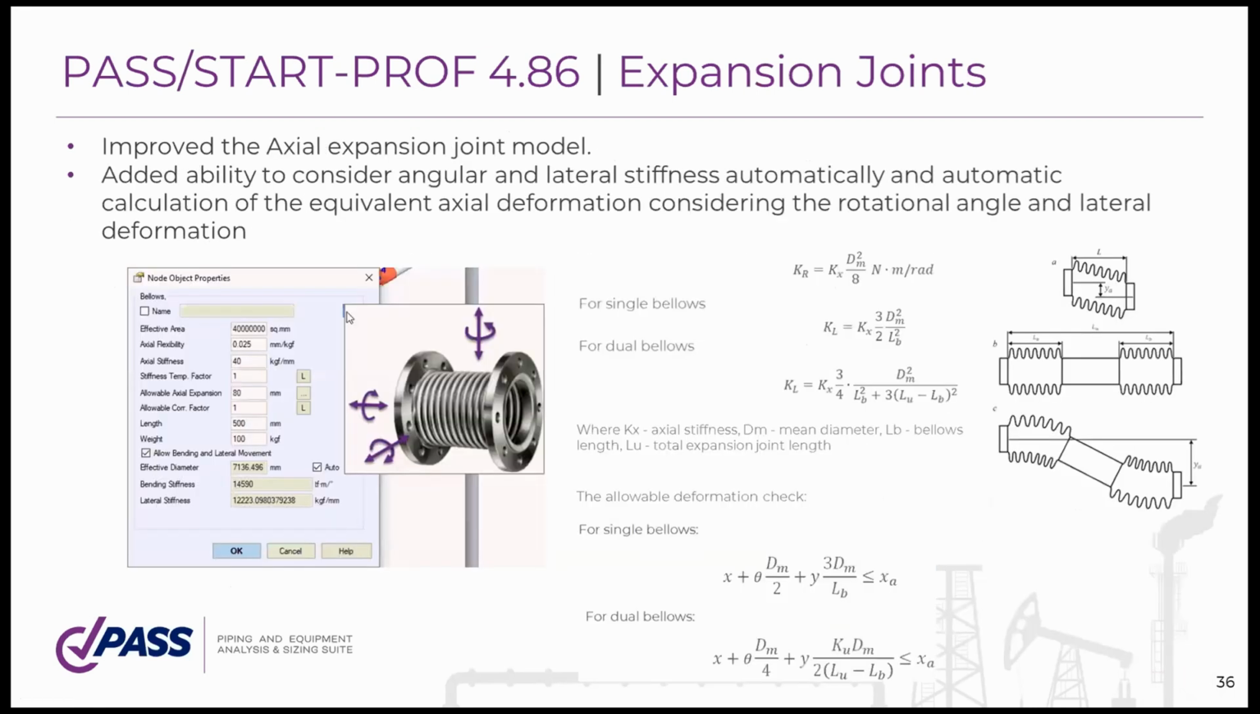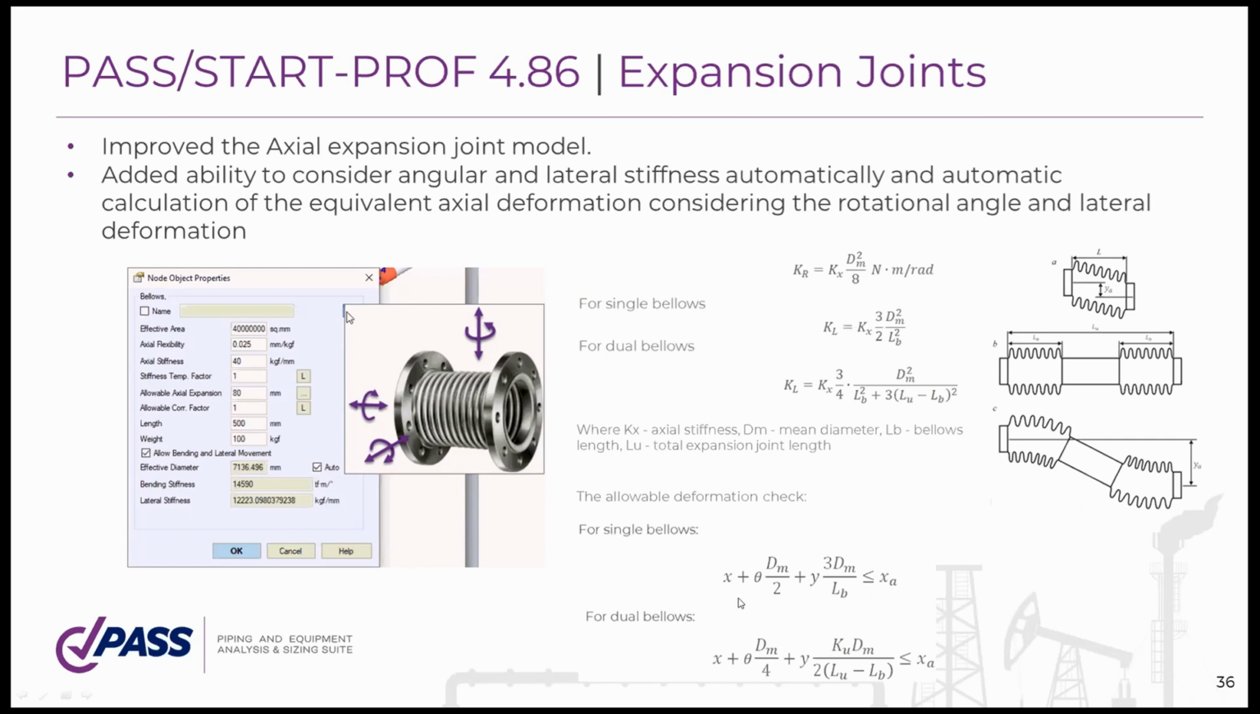And also we improved the axial expansion joints. Sometimes you need to take into account the rotation and lateral movements of the axial expansion joints, but usually manufacturers don't provide this information. So how should we do this? You can just enable this option, and START-PROF will automatically calculate the bending stiffness and the lateral stiffness for these expansion bellows. And also after the analysis, it will check the allowable deformations using this equation.